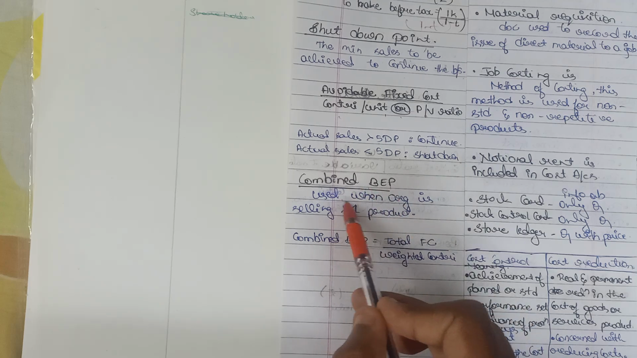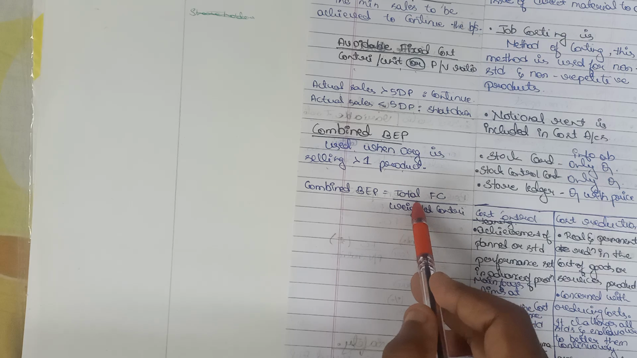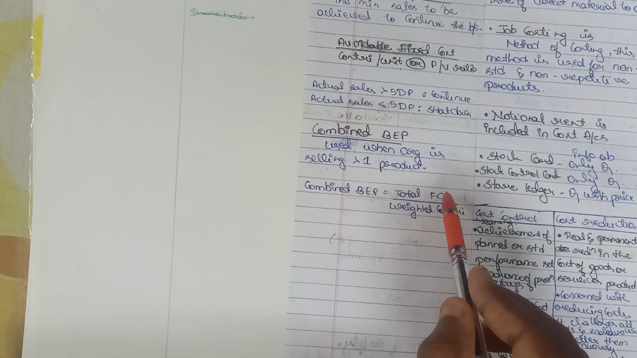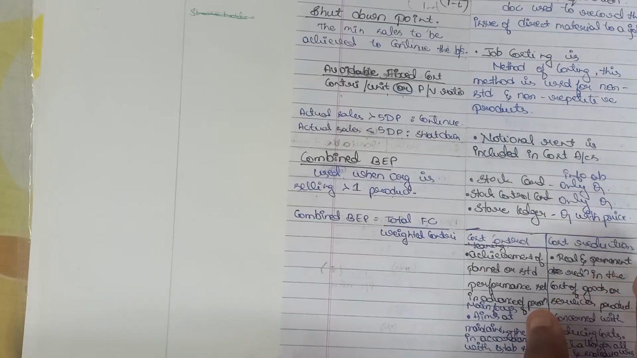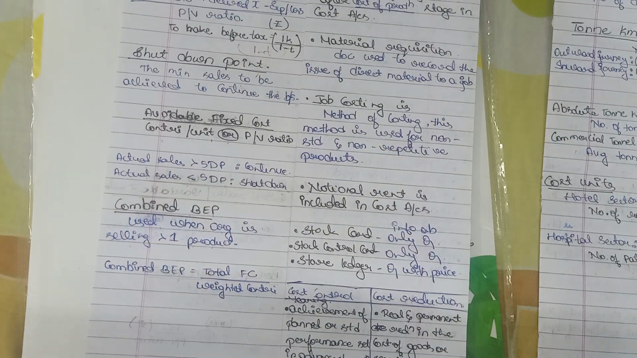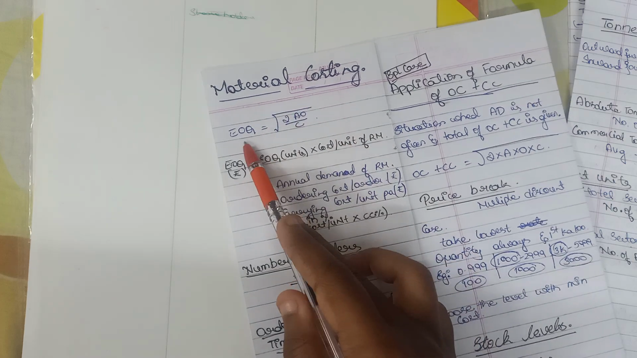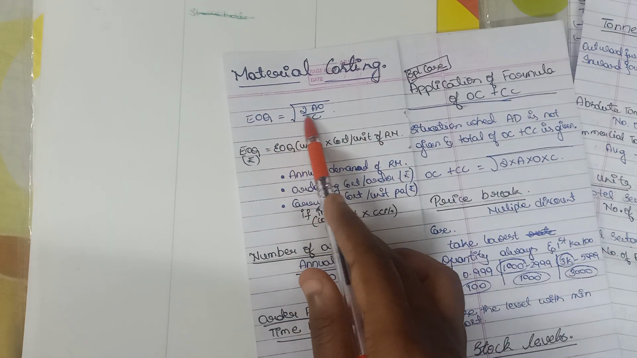Combined BEP is used when the organization is selling more than one product, that is, combined BEP is equal to total fixed cost divided by weighted contribution. Coming to the next chapter, that is material costing. EOQ is equal to root of 2AO divided by C.